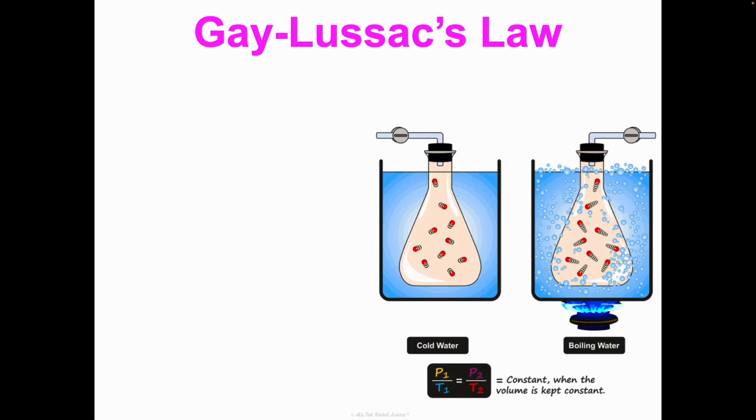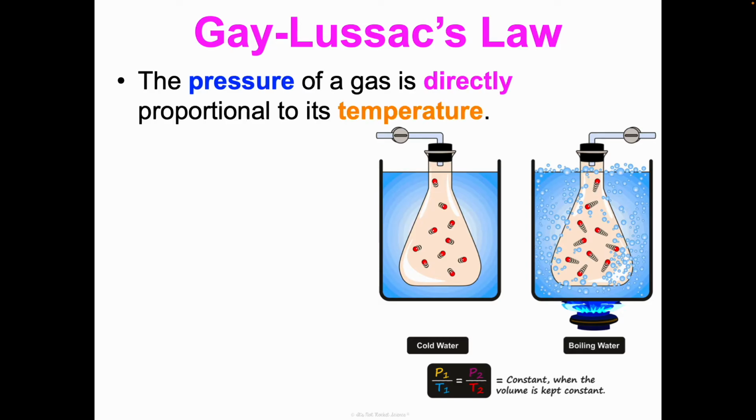Okay, the last individual gas law we're going to look at is Gay-Lussac's law. This was by Joseph Gay-Lussac, and he looked at the relationship between pressure and temperature and saw that it is directly proportional with a constant mass and volume.